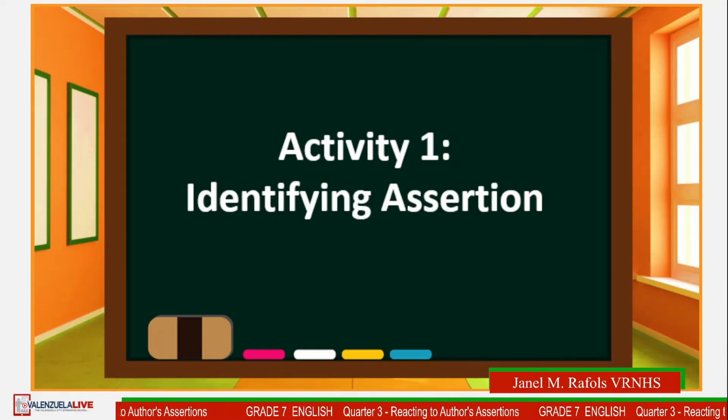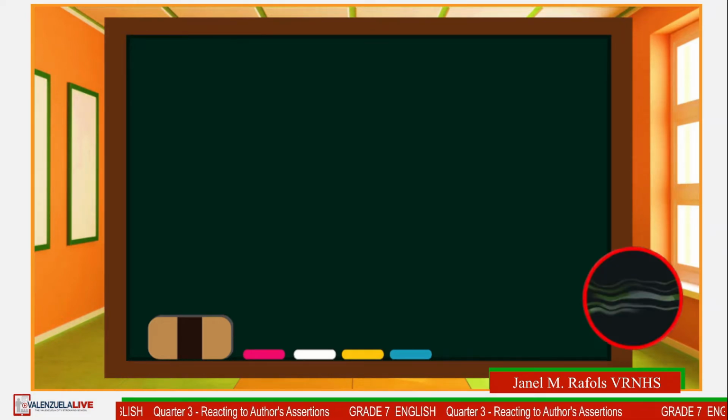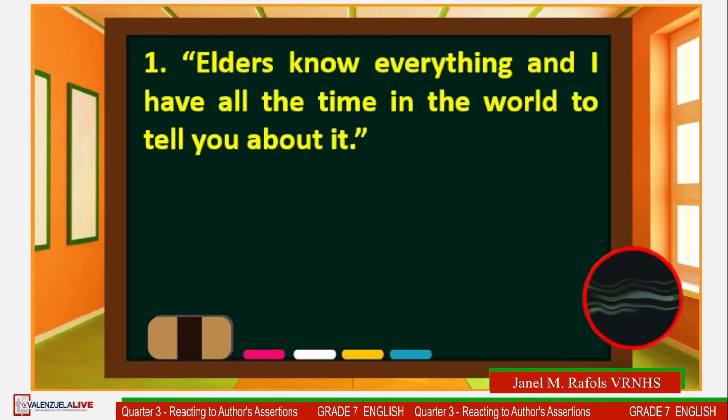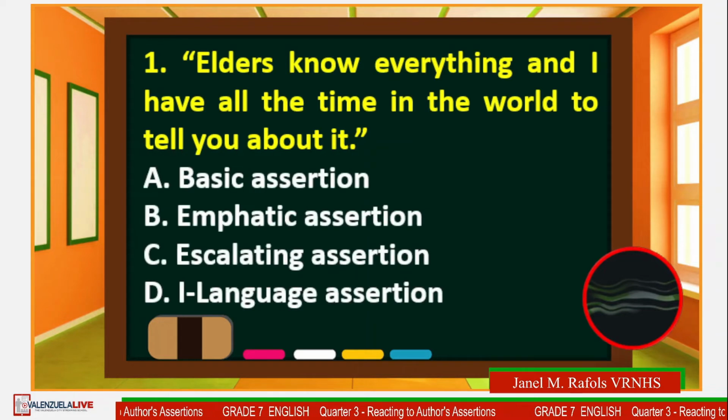Activity 1. Identifying assertion. The following lines are the assertions made by the author. All you have to do is identify what kind of assertion is used by choosing the letter of the correct answer. Number 1. Elders know everything, and I have all the time in the world to tell you about it. A. Basic assertion. B. Emphatic assertion. C. Escalating assertion. Or D. I-language assertion.